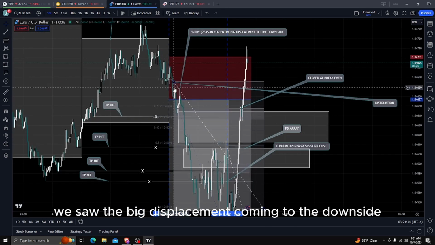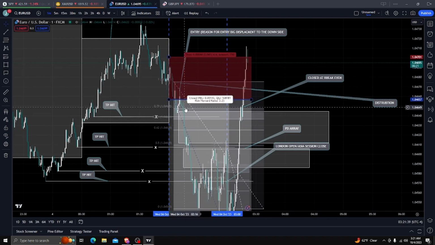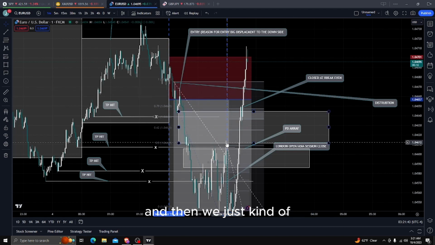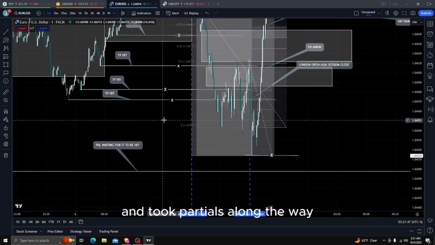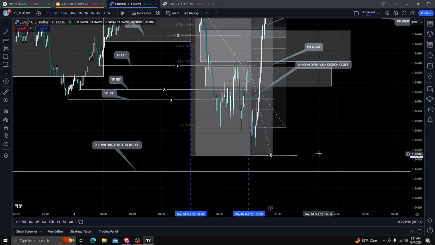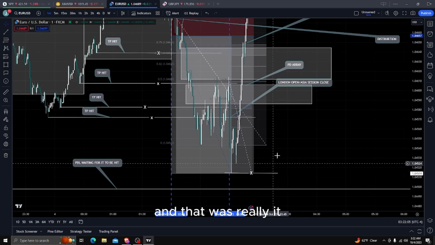come into the downside, and we entered off right here. We set our stop loss right here. We entered somewhere around here, and then we just rode it down and targeted all these, taking partials along the way. I don't have the full recording, but I do have the recording of where it went to break even, and I have the P&L overall for today. It looks like we just hit the last take profit, and that was really it.